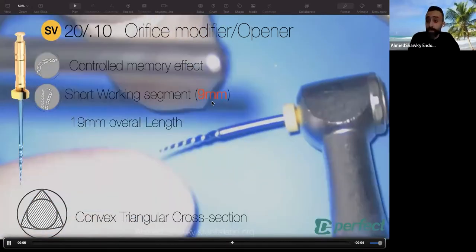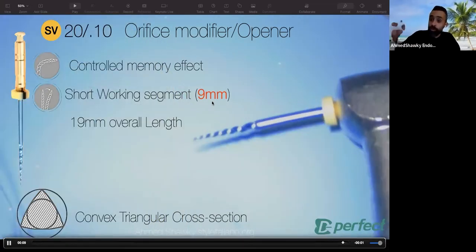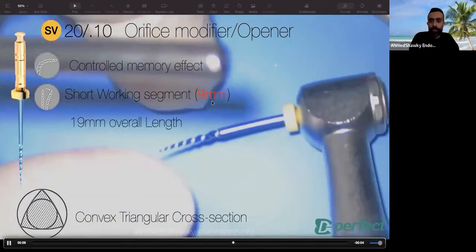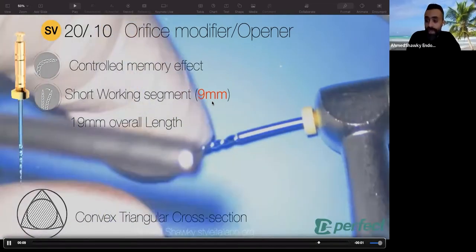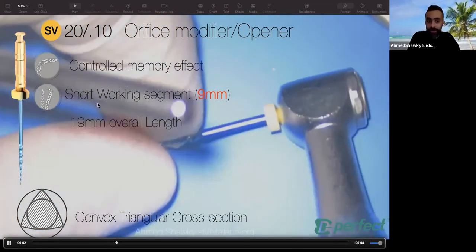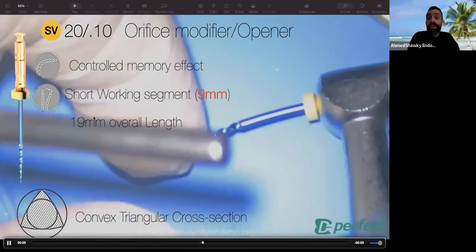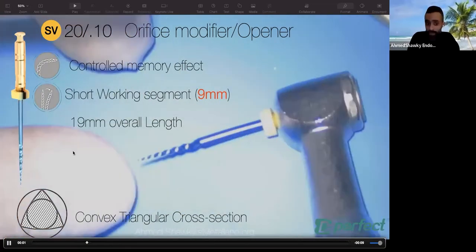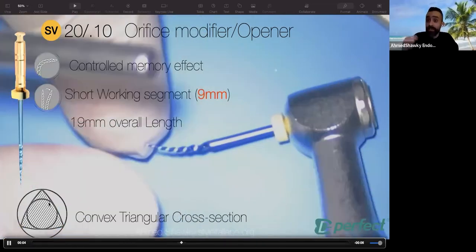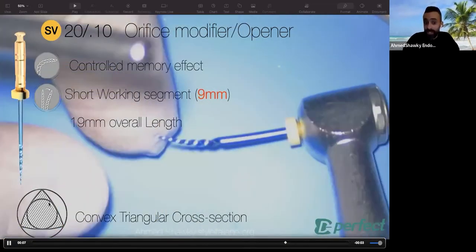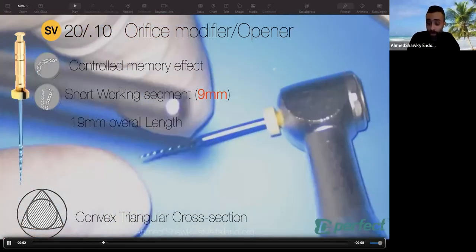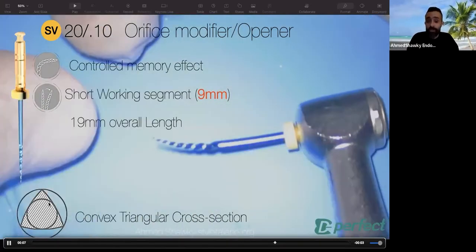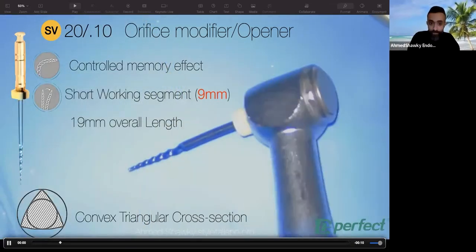Short working length with 9 millimeter only. This is in order not to accidentally go deeper in the root canal. So I just need a couple of millimeters in order to pre-flare with this file. And this is a 19 millimeter overall length. So it is very convenient in limited mouth opening to create a pre-flaring. And to remind you, it's a convex triangular cross section, meaning that it has high strength of the blades, high cutting efficiency, and strength because of the high metal core. But with this cross section, don't go deeper than 3 millimeters in the root canal. And don't forget, we brush according to the anatomy of the root canal.